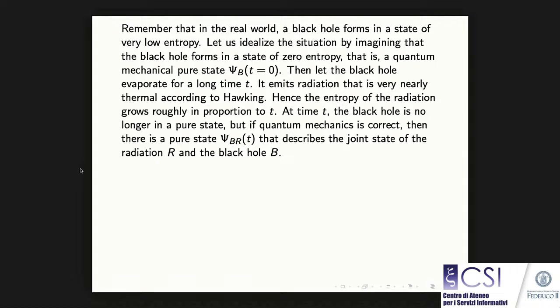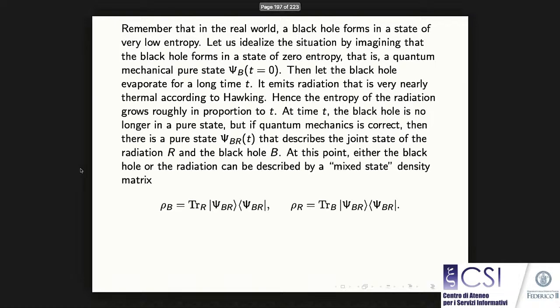B and R refer to the black hole and the radiation. And quantum mechanics says that the overall state remains pure. So if the black hole started in a pure state, then there's a pure state that describes the joint state of the radiation and the black hole. At this point, either the black hole or the radiation can be described by a mixed state density matrix. The black hole density matrix is gotten by tracing the pure state density matrix of the pair over R, and the radiation density matrix is gotten by tracing the same thing over B.